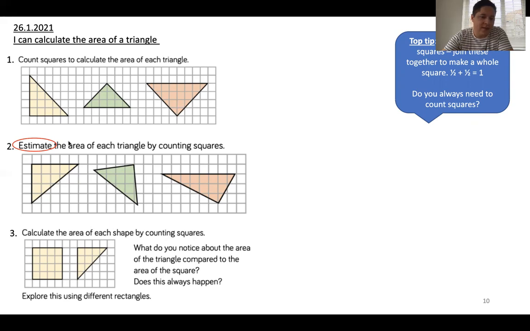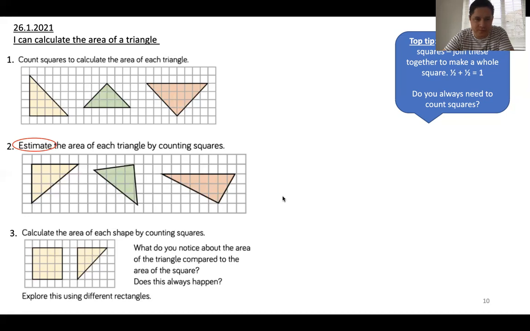This one here says estimate the area of each triangle by counting the squares. Now, it's a little bit more tricky because the green one and the orange one are tilted, or they've got sides that make really tiny pieces of squares. You can try and piece them together if you want to, but maybe you could just estimate, have a good guess. Then we'd like you to look at this little problem here and find a link between the square and the triangle areas. What do you notice?